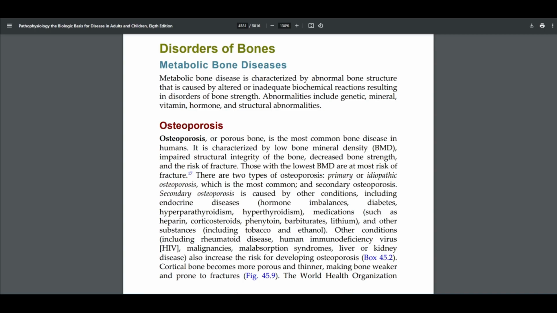Disorders of bones. Metabolic bone disorders. Metabolic bone disease is characterized by abnormal bone structure that is caused by altered or inadequate biochemical reaction, resulting in disorders of bone strength. Abnormalities include genetic, mineral, vitamin, hormone, and structural abnormalities.